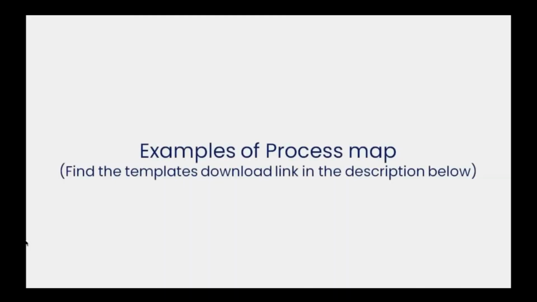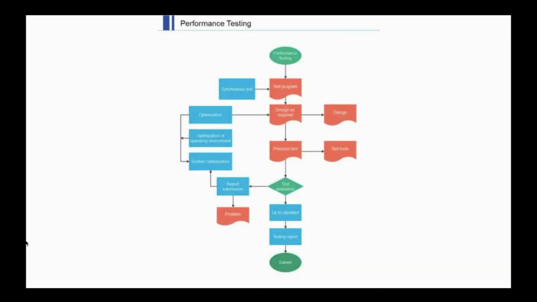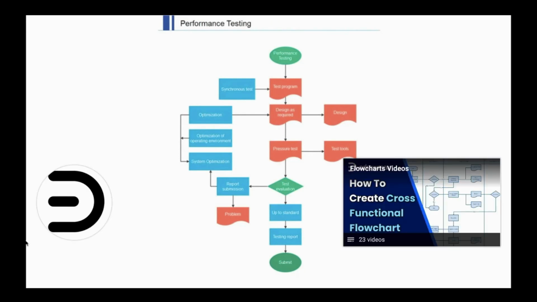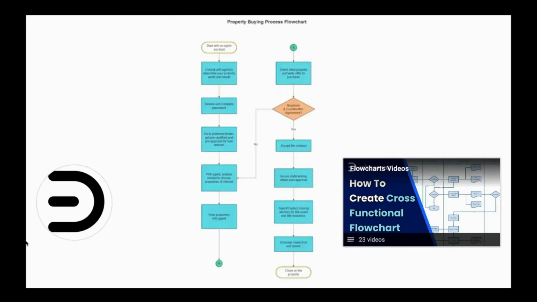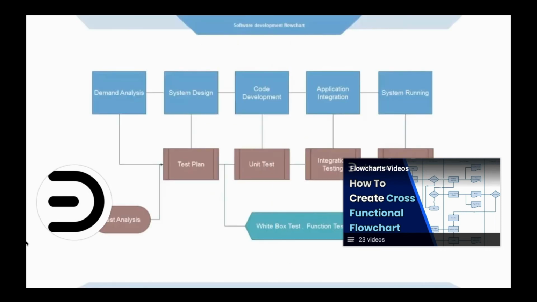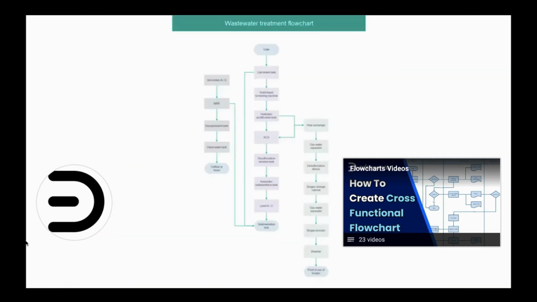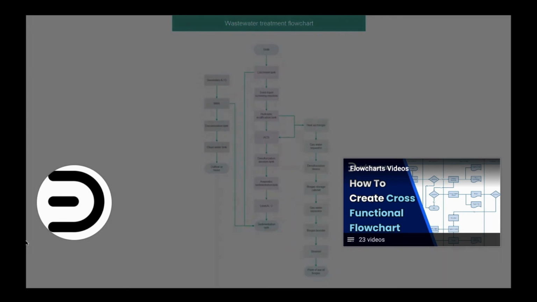Now let's see a few examples of process maps you can create using eDrawMax. Performance testing, property buying process flowchart, software development flowchart, wastewater treatment flowchart. Similarly, eDrawMax has numerous diagram examples to use as resources.